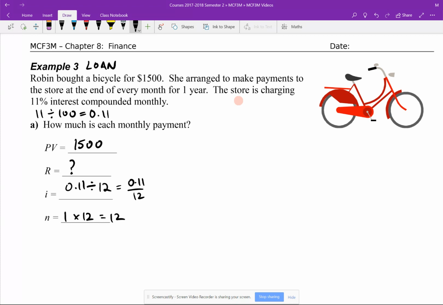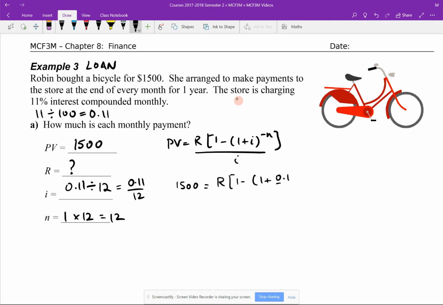So we're going to do a little bit of manipulation of the formula here. PV equals R, 1 minus 1 plus i to the power of negative n, divided by i. My present value is 1,500. That's equal to my regular payment R, times 1 minus 1 plus 0.11 over 12 to the power of negative 12, close the square bracket, divided by 0.11 over 12.